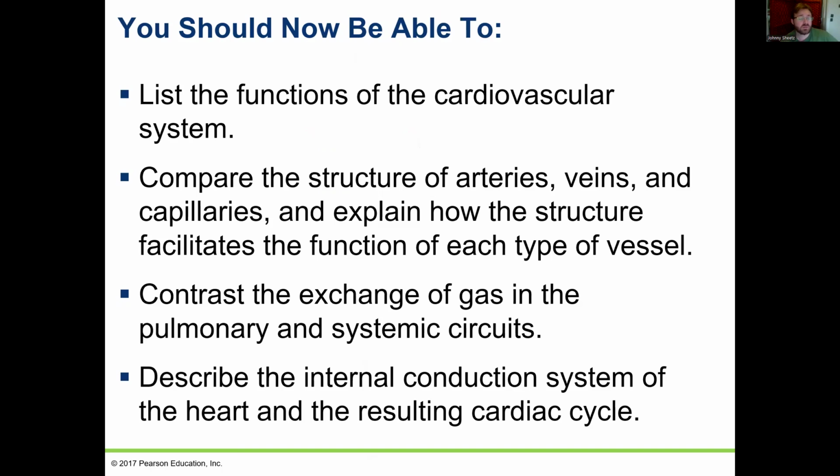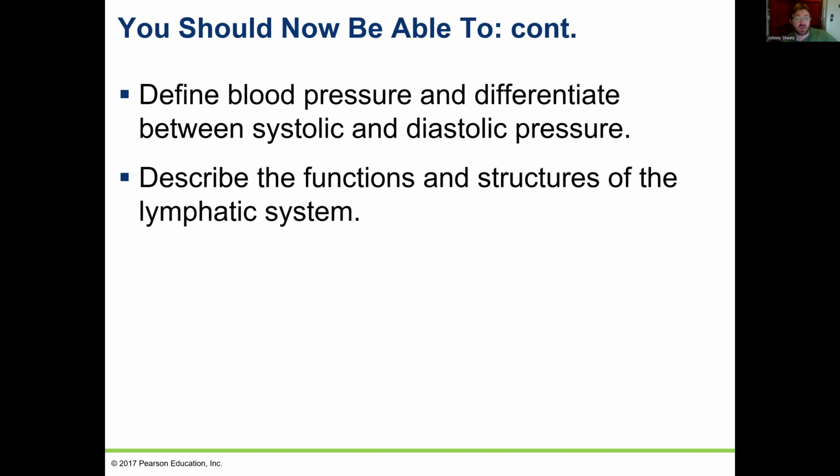All right, folks. So with that, you should be able to list the functions of the cardiovascular system. Should be able to compare the structures of arteries, veins, and capillaries, and explain how the structure facilitates the function of each type of vessel. You should be able to contrast the exchange of gas in the pulmonary and systemic circuits, and you should be able to describe the internal conduction system of the heart and the resulting cardiac cycle. In addition, you should be able to define blood pressure and differentiate between the systolic and diastolic blood pressure, as well as describe the function and structures of the lymphatic system.